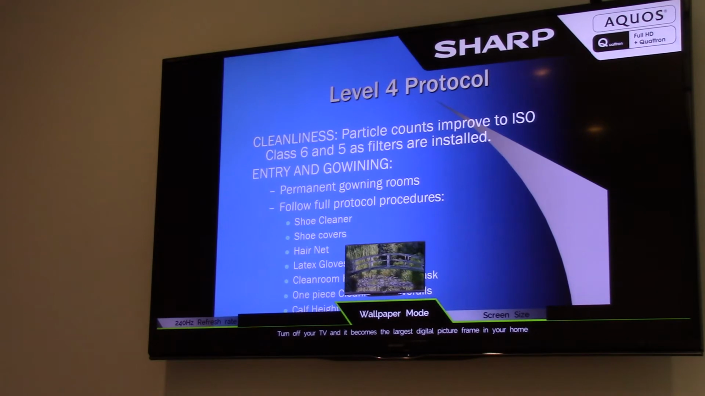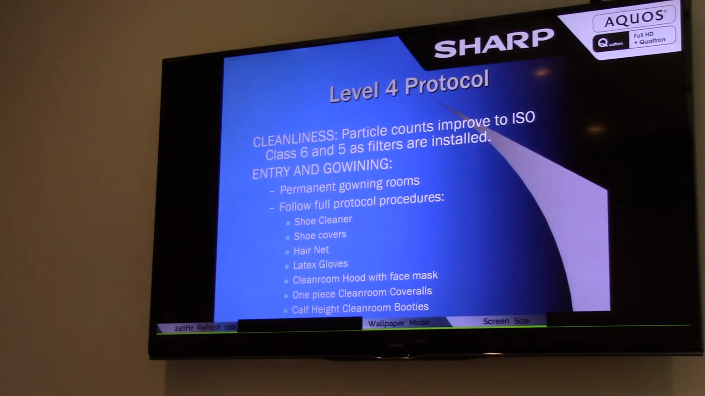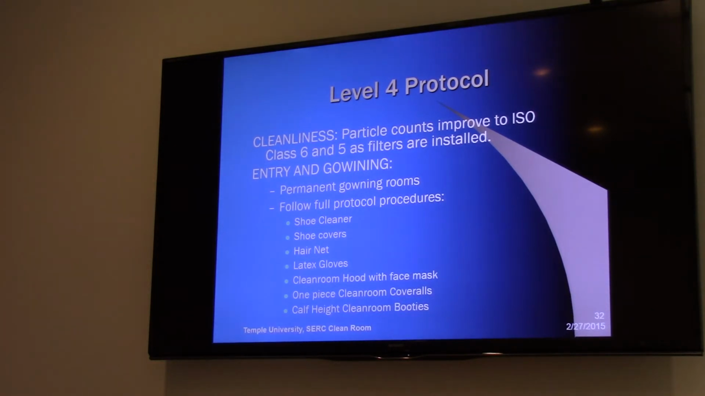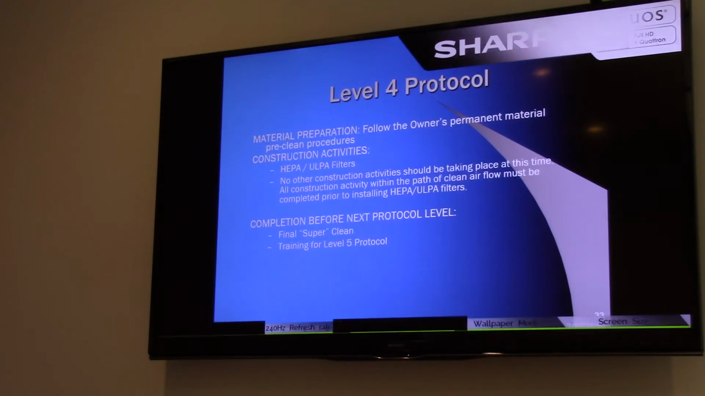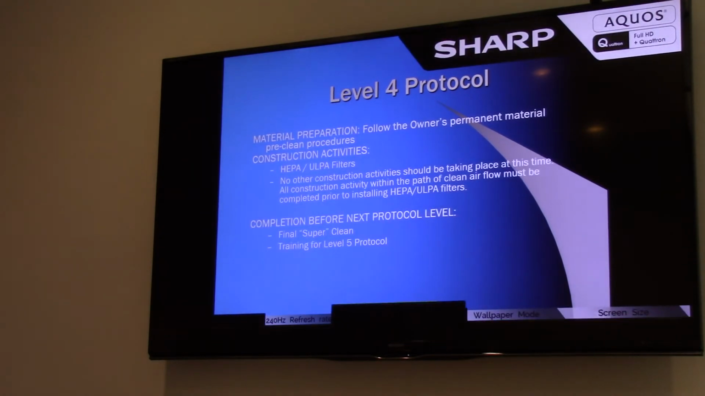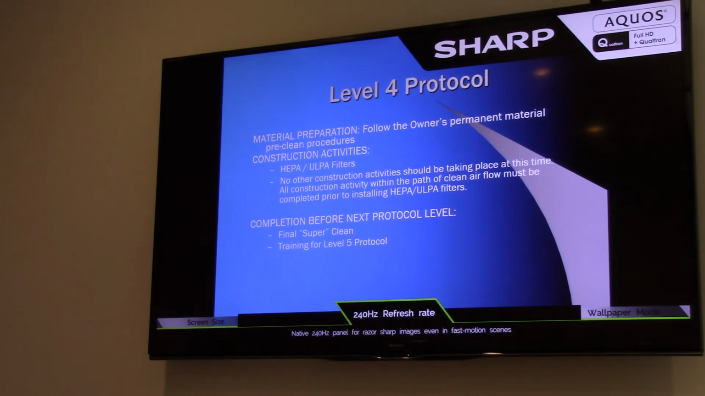Then we're implementing shoe cleaners, shoe covers, hair nets, etc. And then the construction activities is where we actually install the HEPA filters. In this case, we have fan filter units in the ceiling that does our recirculation air, and we have room-side replaceable HEPA filters. So we've actually recently installed these. Final super clean in this case is going on right now.